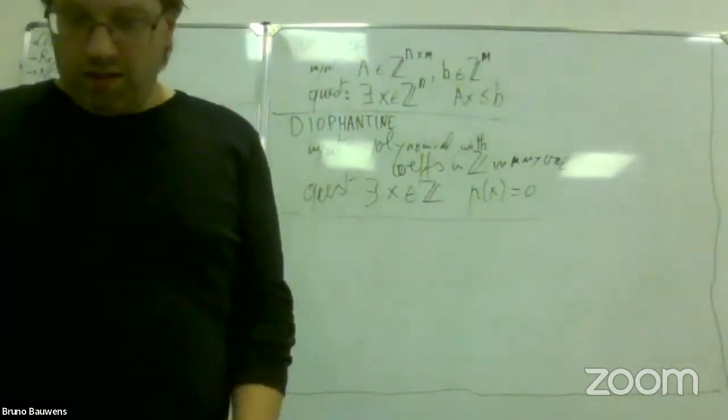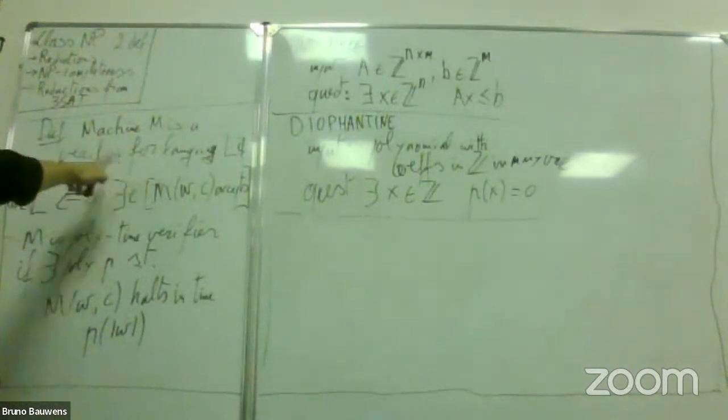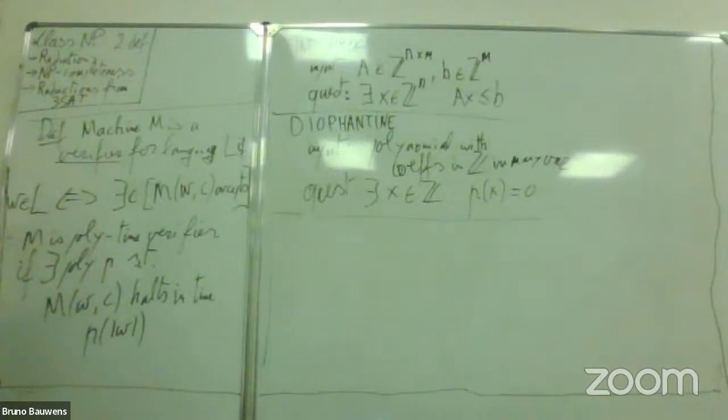Now I will give a second definition of the class NP. I forgot to say that class NP is the problems that have a polynomial time verifier, but you guessed it, right? Or did I say it?